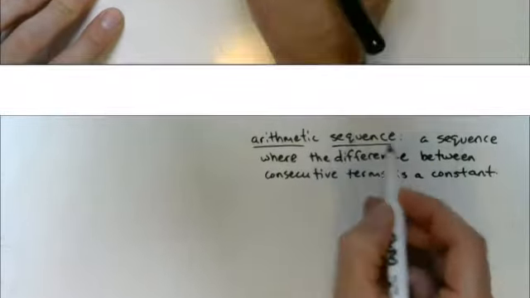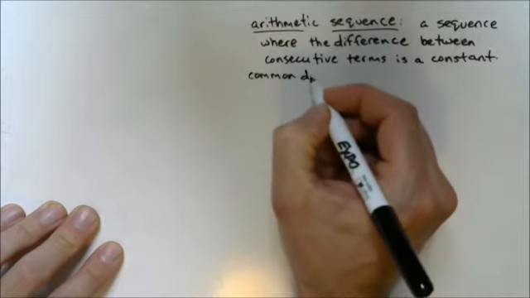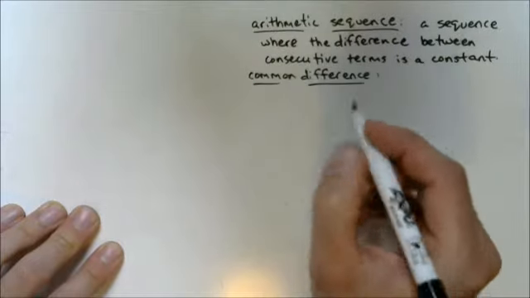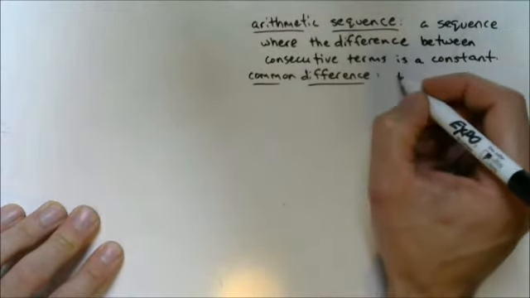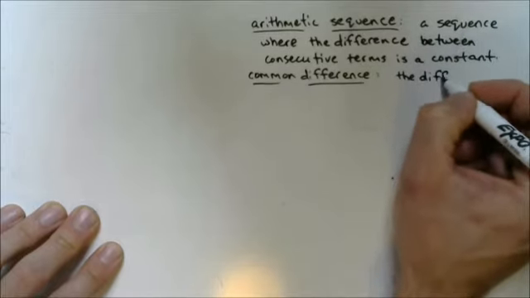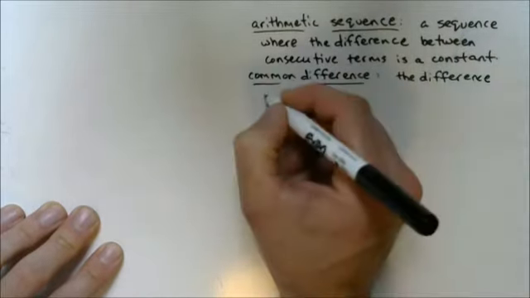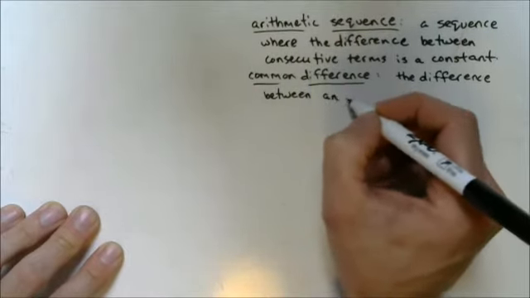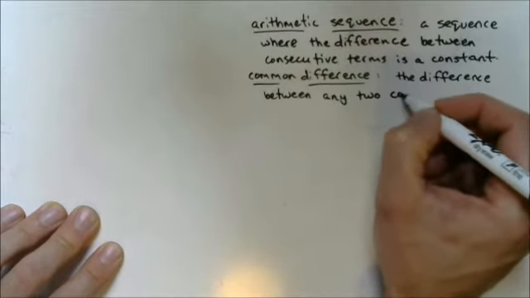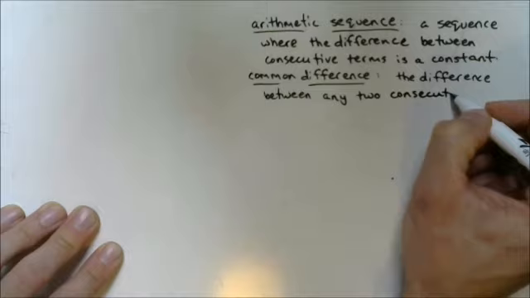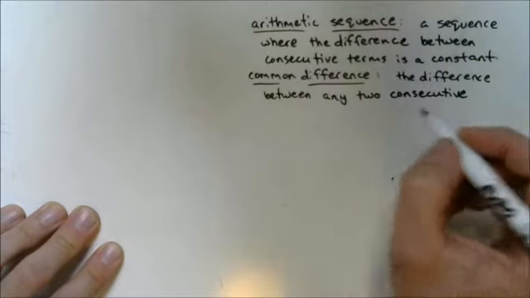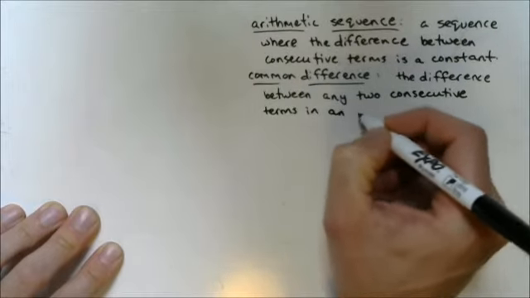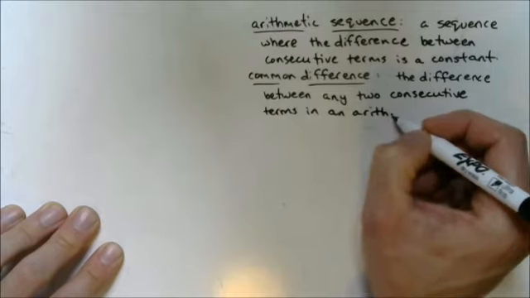So we have arithmetic sequence, and now common difference. This is the difference between any two consecutive terms in an arithmetic sequence.